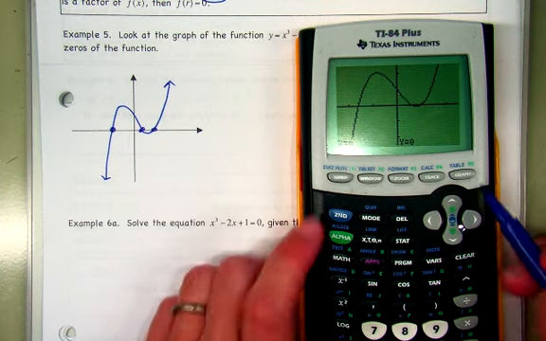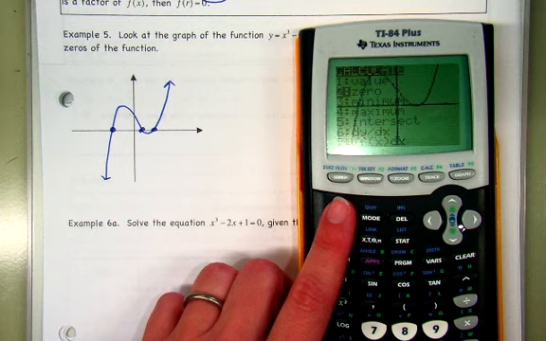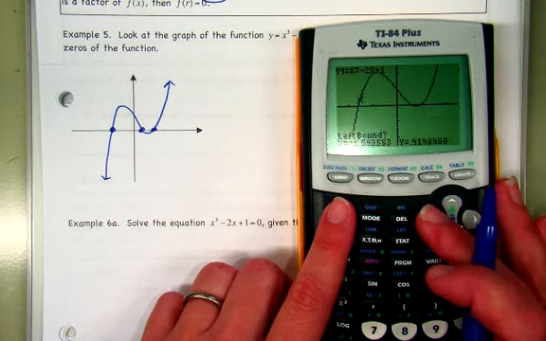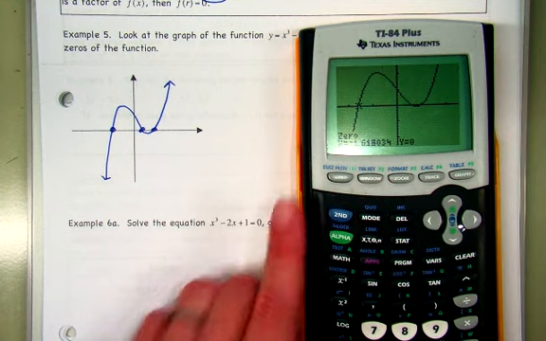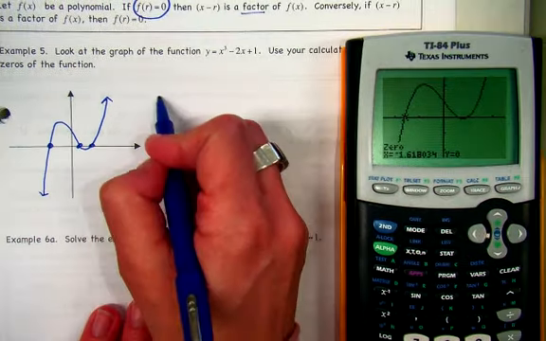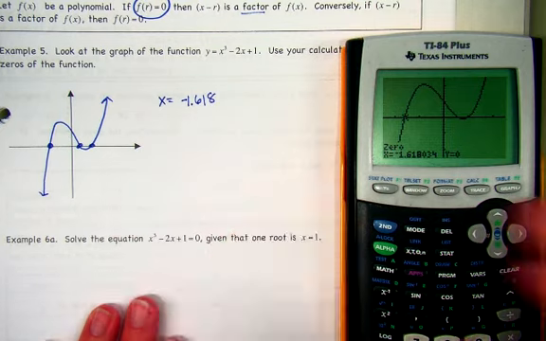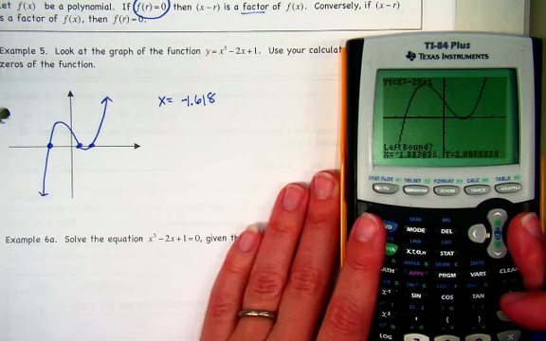Remember how to do this on your calculator? Second calc, number 2 is zero. And then it asks me for left bound, right bound. Okay, because these are obviously not exact. All right, and so I got for my zeros, x equals negative 1.618, and then we can do the other ones. You guys get the idea.